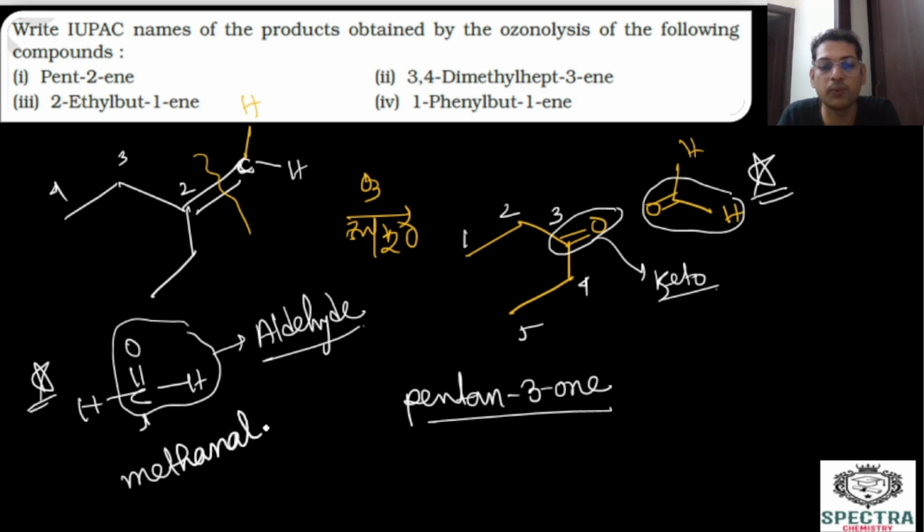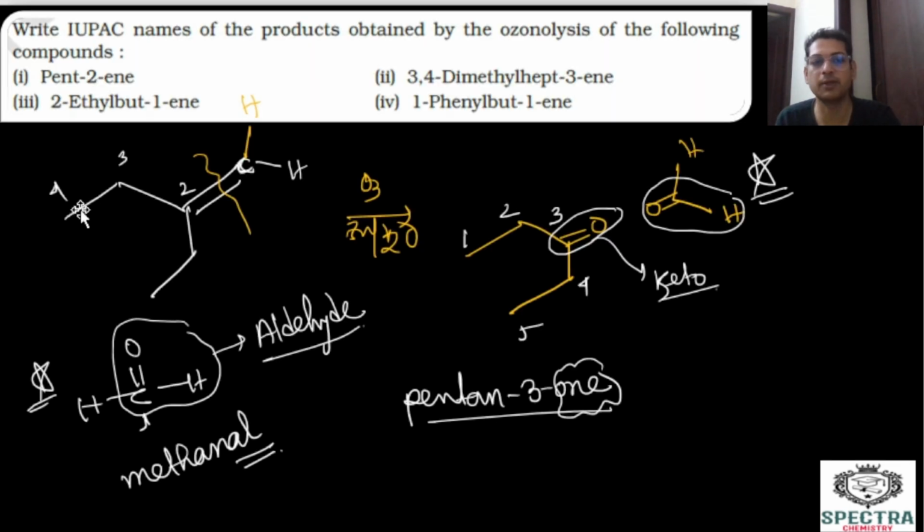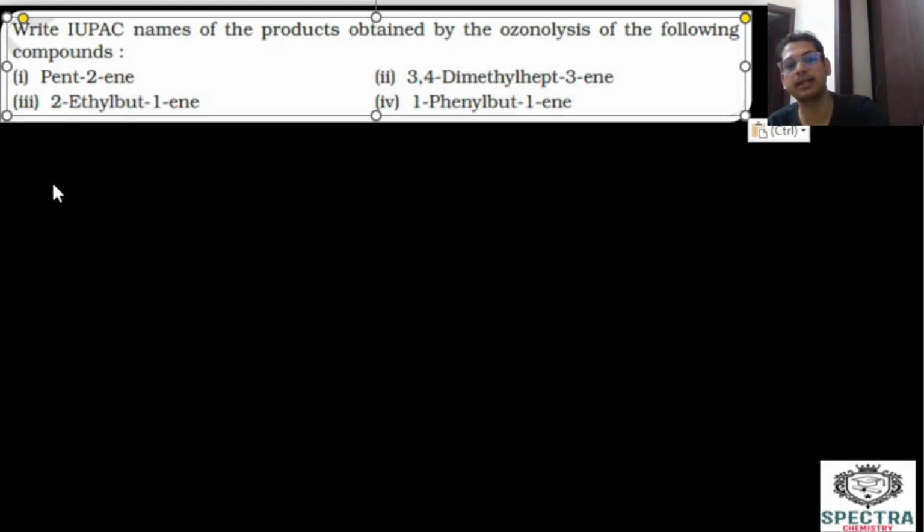Sir, why are you using -al? Because it's the aldehyde group. Sir, why are you using -one? Because it's a ketone group. Got it? It's so easy, right? If you have any problem, please let me know. But this type of question you have to master. This question you will surely get in your exam. Now, sir, the fourth question is very easy.